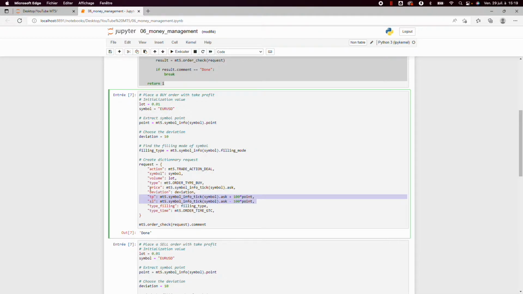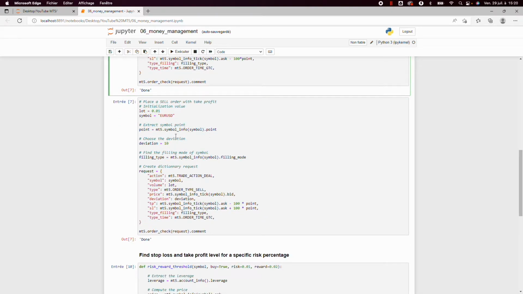For example, if you want to take a buy position, you will just place your take profit as the ask price plus, for example, 100 pips, and the stop loss, the ask price minus 100 pips. For the sell position, it will be exactly the same thing, but the take profit and the stop loss will be the opposite, because if you short the market, the take profit will be lower than the price and the stop loss will be greater than the price.